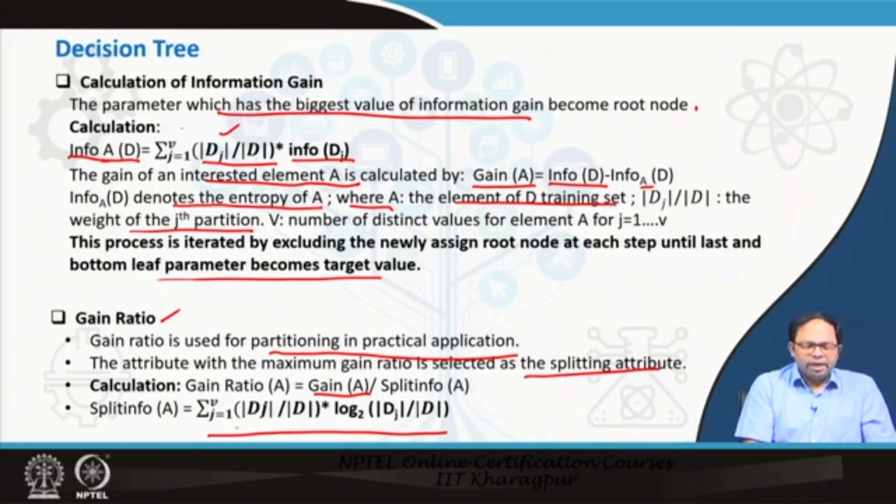We have already said j equal to 1 to v are the different classes, and based on that we have done the splits. Then Dj divided by D is the proportion of that particular split data set, multiplied by log to the base 2 of the same proportion. So, this is the gain ratio.